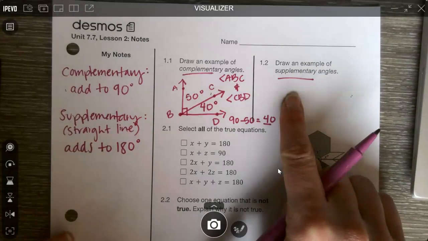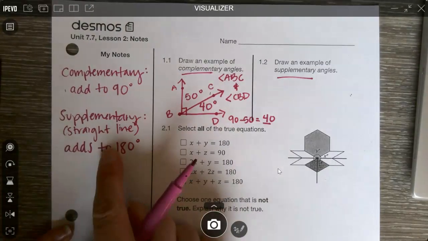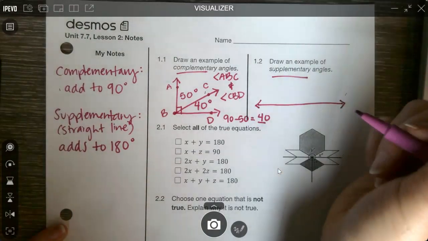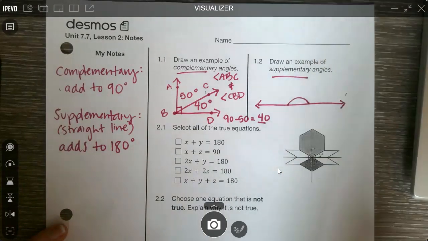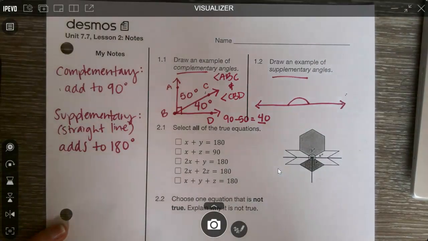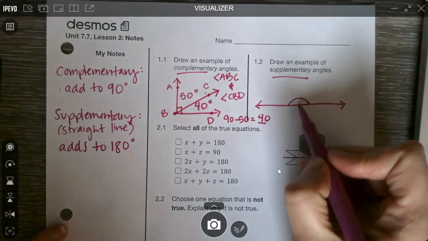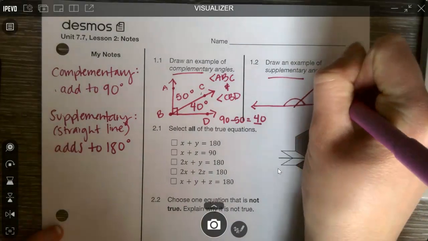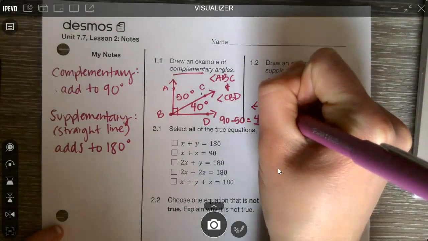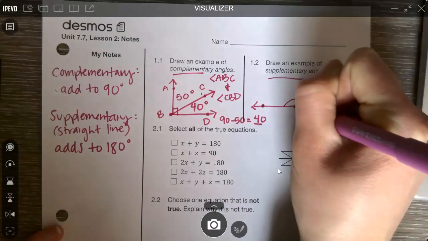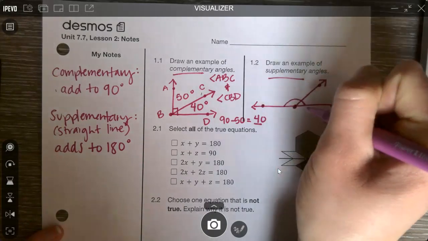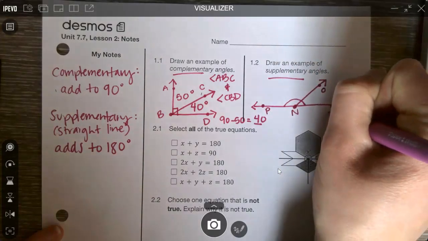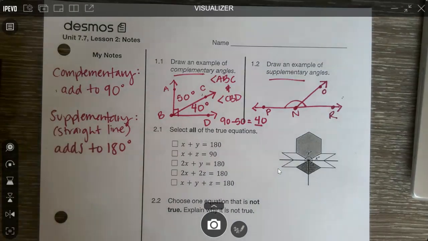Okay, now we're going to draw supplementary. Well, over here, my definition says it's got to be a straight line, so I'm going to start with that. Straight line, we know it's going to have to be 180 total. Okay? And again, you can cut it wherever you want. You could go straight up, you could go to the right, you could go to the left, whatever you want to do. I'm going to go this way. And again, I'm going to label some letters. This time I'm going to do P, N, O, R. Doesn't matter what they are, okay?